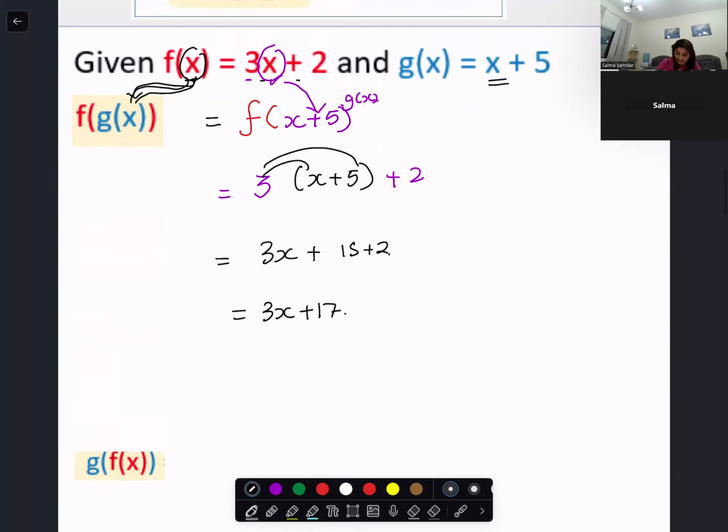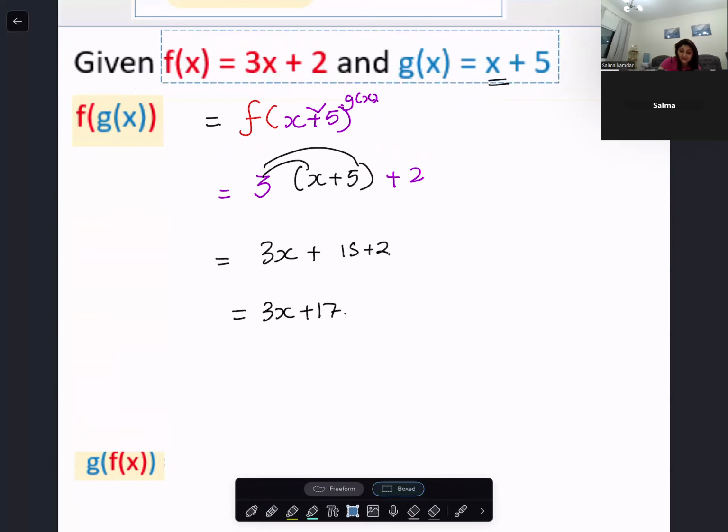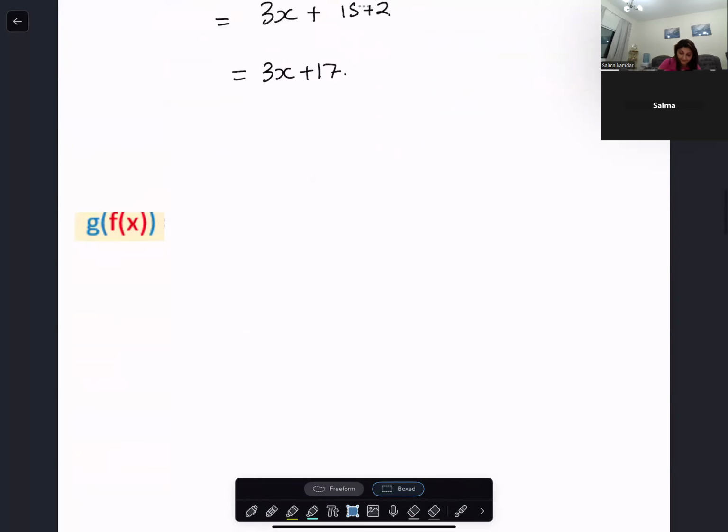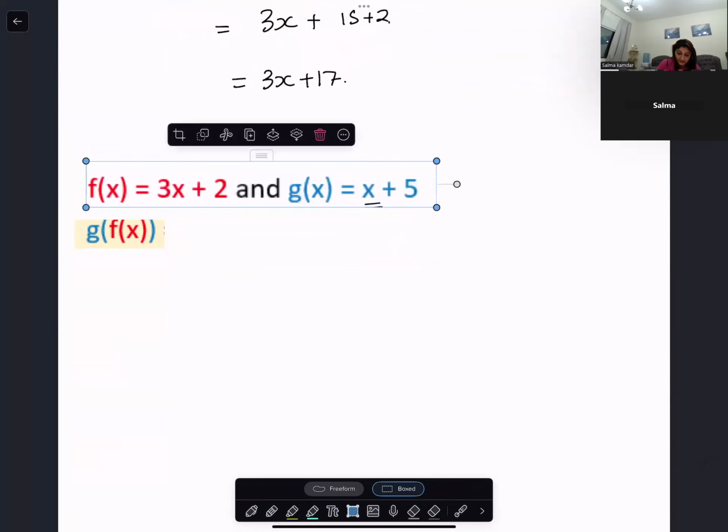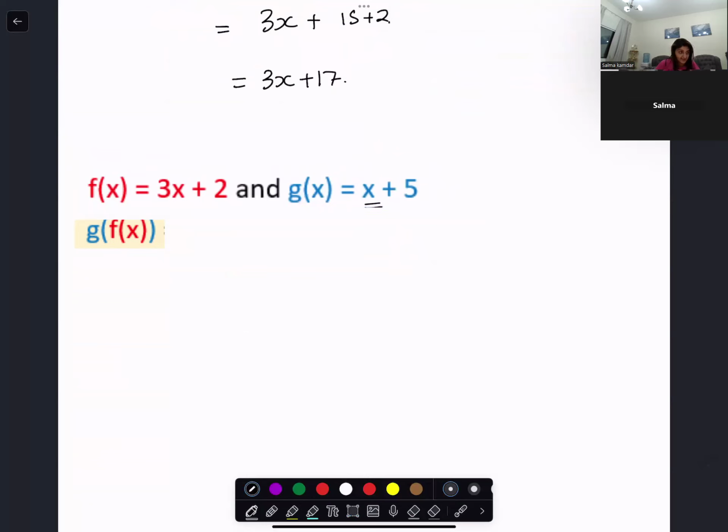Now let's take another example. I want you to pause the video, try it yourself, and then go ahead. I want g of f of x. That means I want g of, what is f of x? 3x plus 2. f of x is 3x plus 2. That means I want g of 3x plus 2.